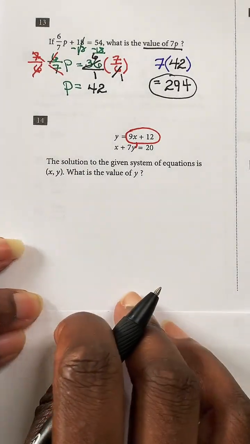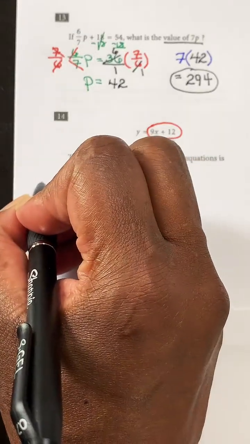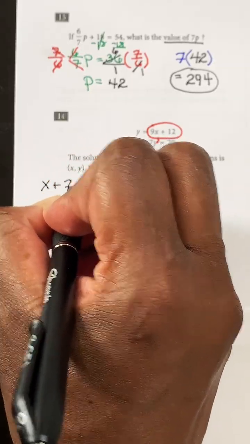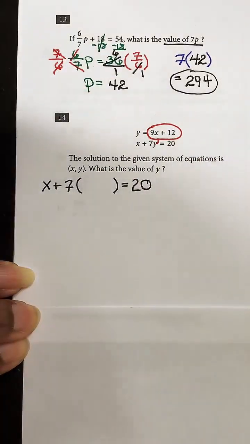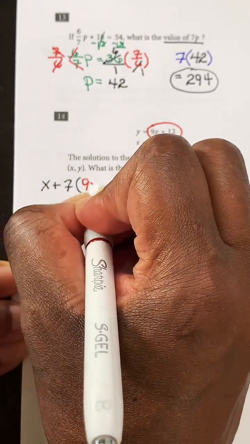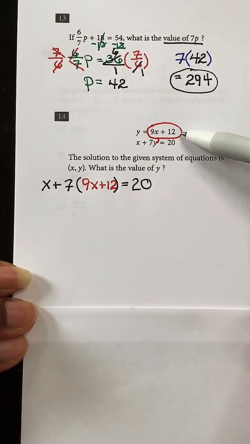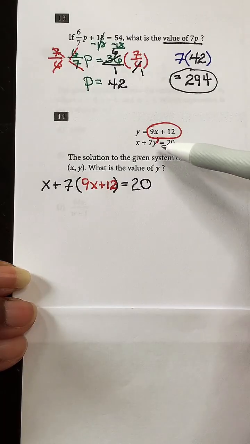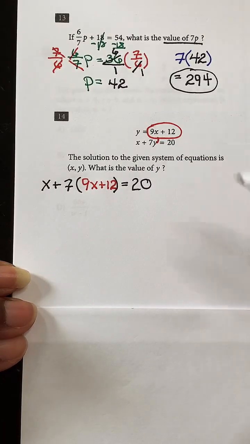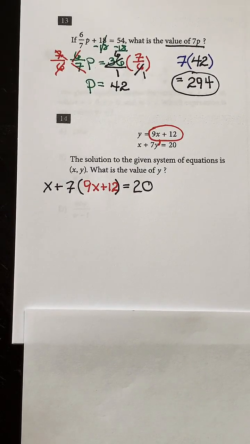All right, thanks for checking in. So this is what it looks like. We have x plus 7, and I'm going to put some stuff in parentheses, is equal to 20. Then we have our 9x plus 12. Since they already told me what y equals, we can do that. Or I could have solved the bottom equation for y and substituted in the top. Either way, you're going to get the same answer eventually. I think this way is going to be a lot longer, to be honest with you.